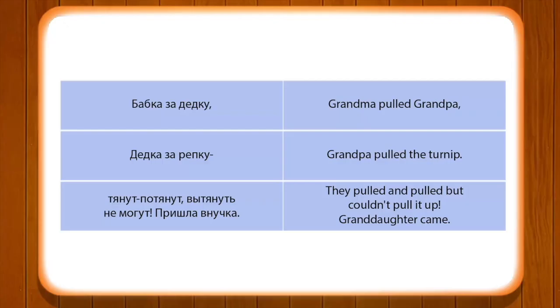So Vnuchka za baapko, baapka za jetku. Baapka za jetku we have done earlier as well. That means grandmother is behind, or grandmother is helping grandfather. So Babka za Jetku, Jetka za Riepku, Chyanut pachyanut vychinit nimogut. That means they tried to pull it up, but they could not pull it up.